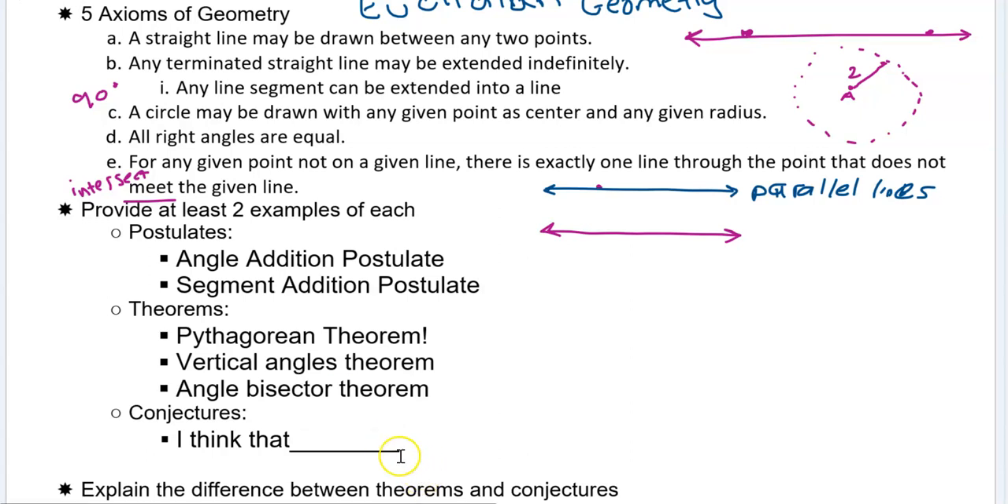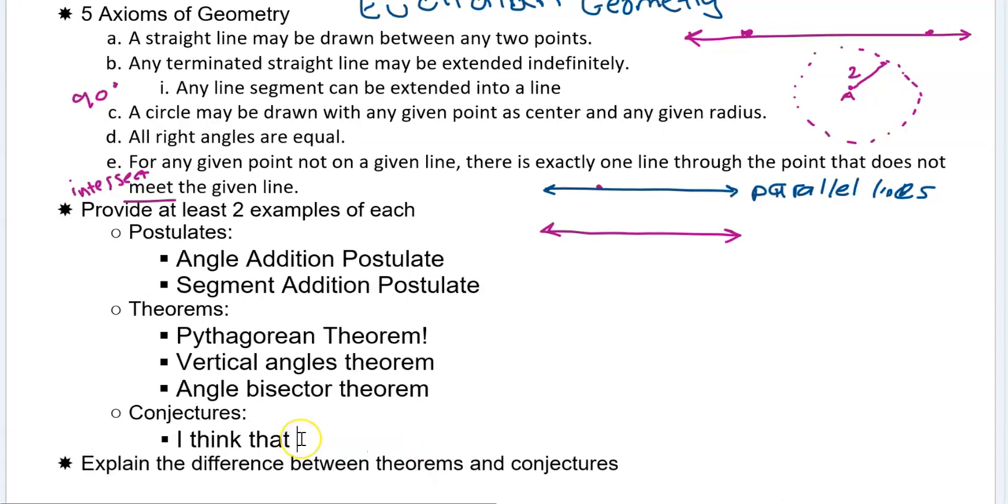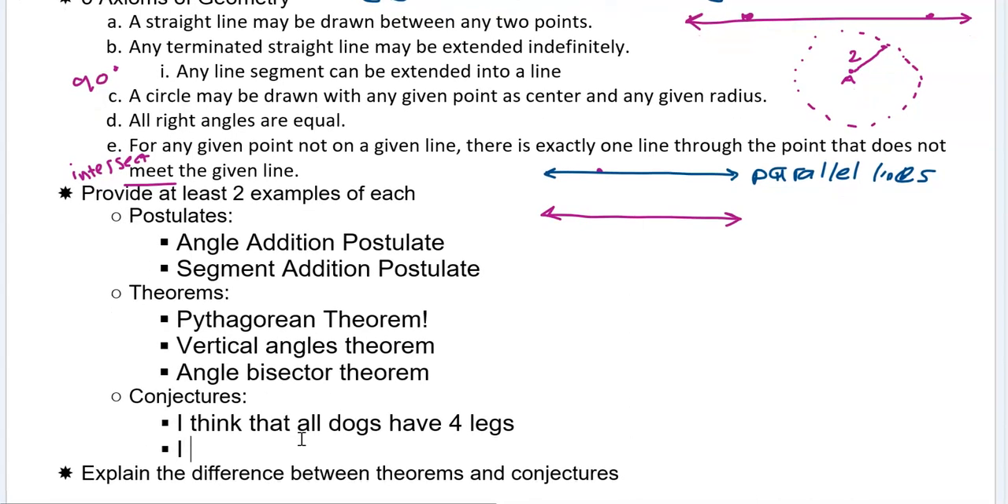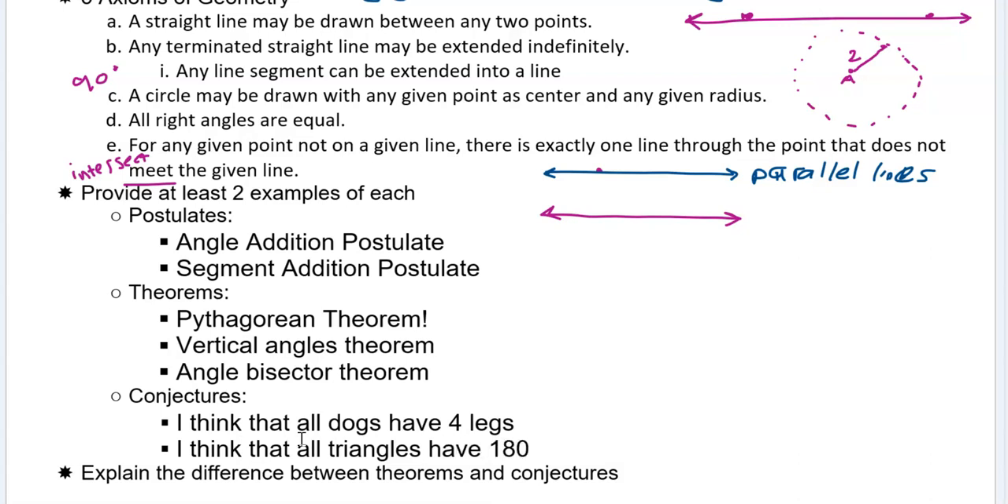It might be that I think that all dogs have 4 legs. Have I done a mathematic proof to say that? I have not done a proof yet. I might say that I think that all triangles have 180 degrees. Now there are ways to prove that, so once we prove it, we can move it into our theorem section. That's actually called the triangle sum theorem. But until we prove it, it's going to be in our conjecture category, because these things could be true or they could be false.